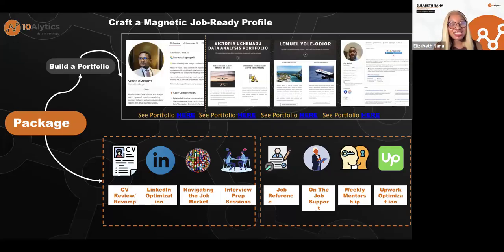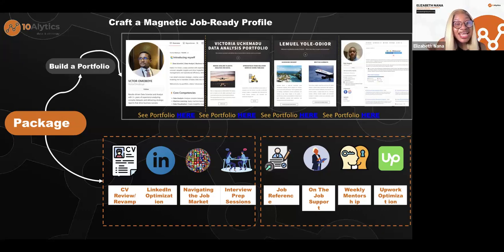You need to know how to answer interview questions. You need to have a job reference letter when you are asked for one. You need to be able to get on the job support. If you land a job and you get that first month, you're still shaking. You don't really know how to go about your job. You get a task and you can't tell them that I don't know how to do it. Who can I call? You can call 10 Analytics.